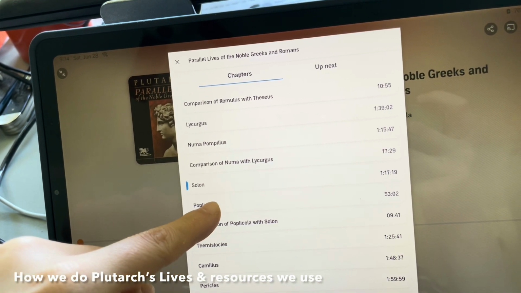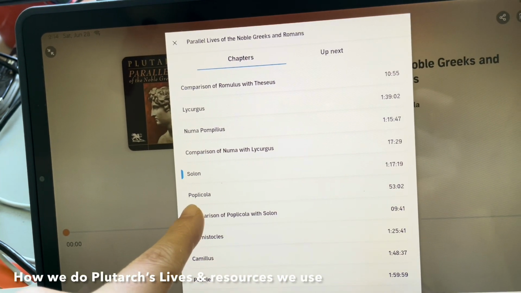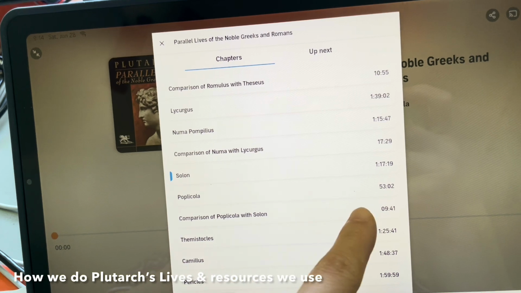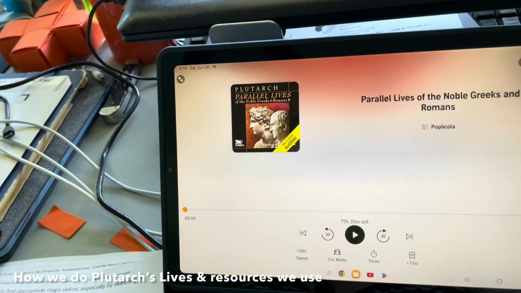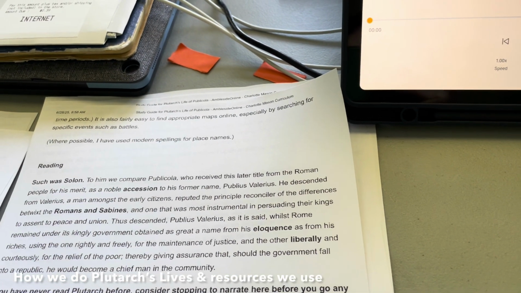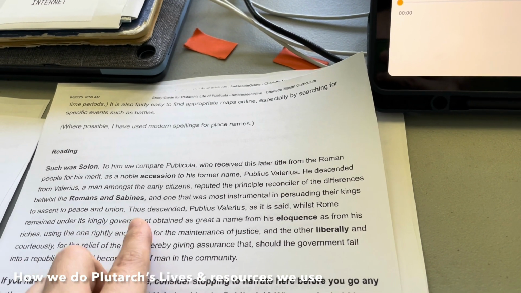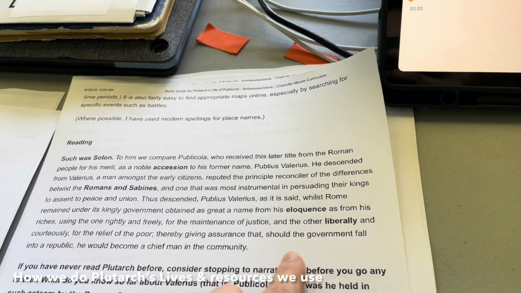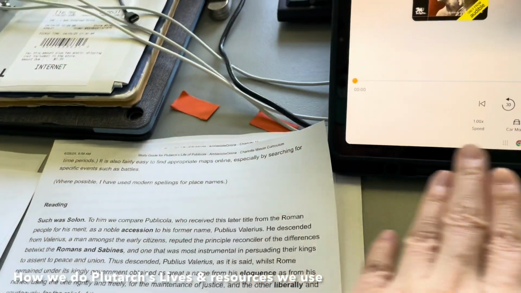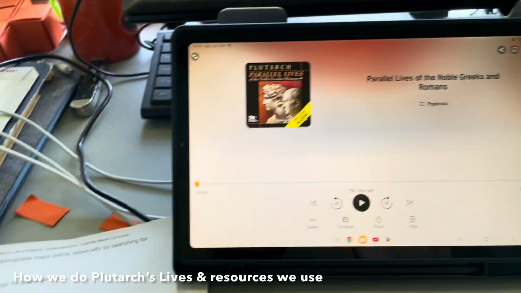I just come to Publicola. Some people just use Publicola too. And it's 53 minutes. I tried listening to it and looking at the text, and it correlates pretty well. There's some difference in translation, but I can still tell when a new sentence begins and when I should stop for narration. So it correlates pretty well. That's a relief for me.